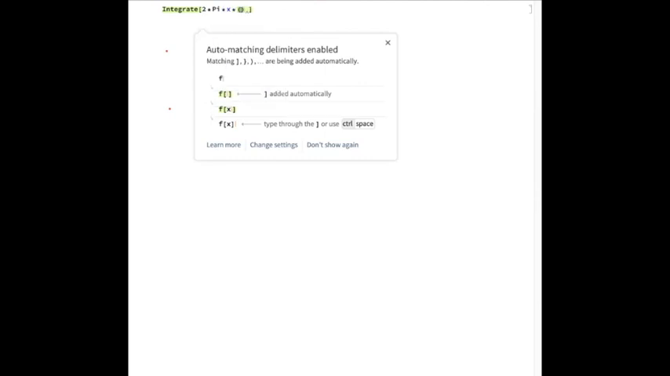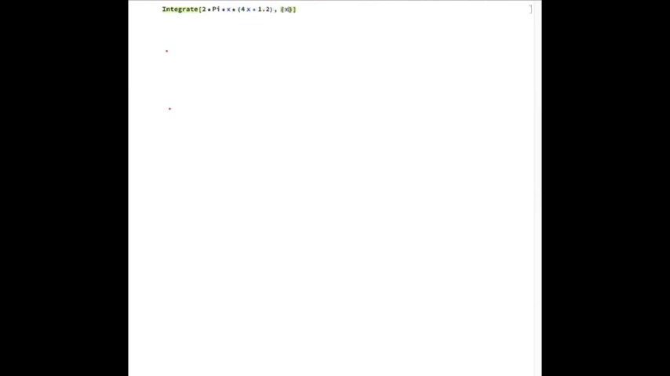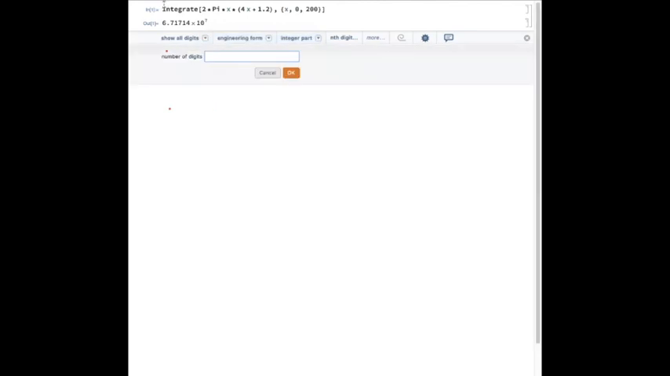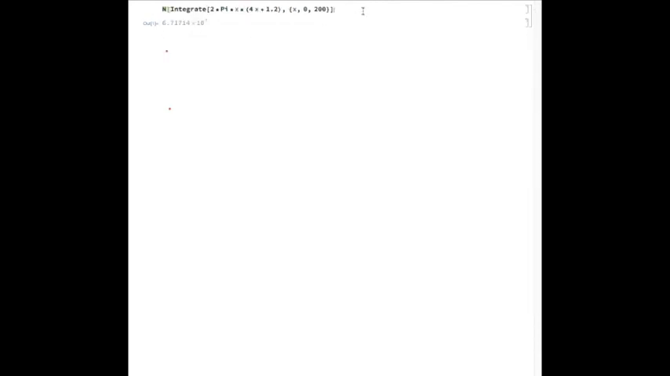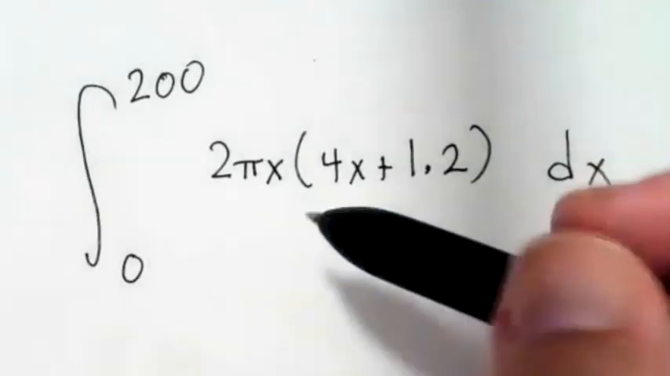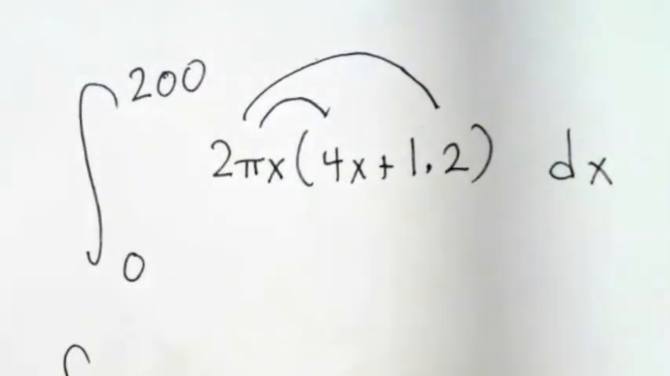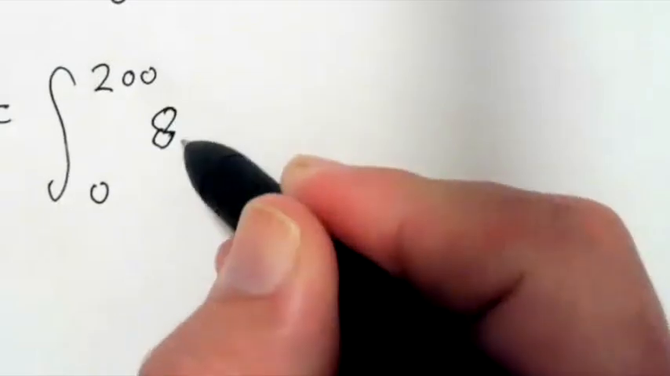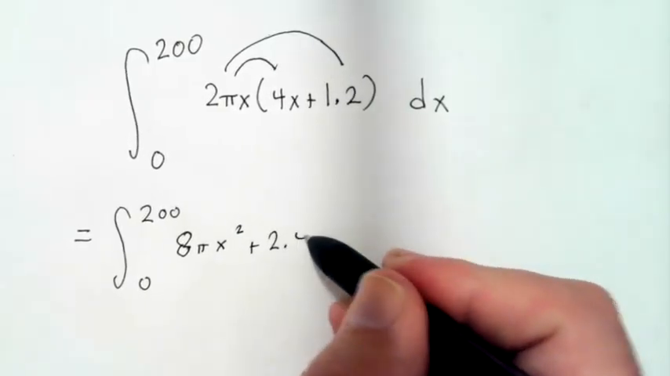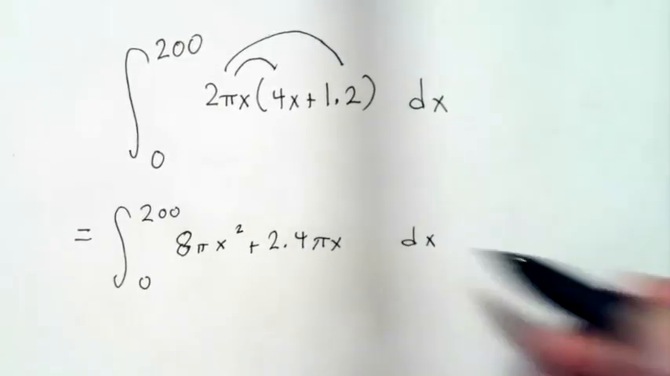So I have 2 times pi times x times 4x plus 1.2 integrated from 0 to 200. It gives me the same answer. When I try to get it to show me all of the digits, I'm struggling a little bit. I'm sure there's a way, but let's just do it by hand. Key here is we will need to distribute this 2 pi x through, so we're dealing with the definite integral from 0 to 200, 8 pi x squared plus 2.4 pi x dx.